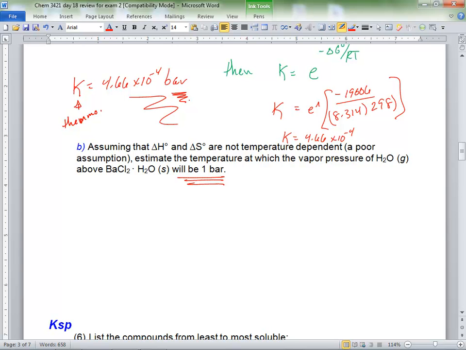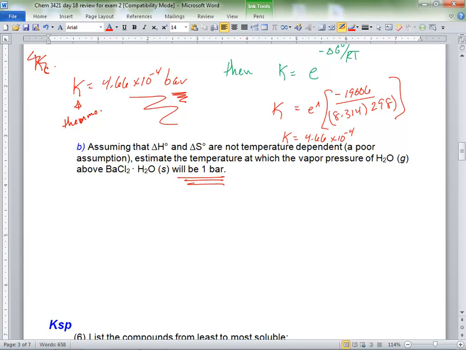We're used to using KC, and we were too lazy to write C all the time. Everything's in terms of concentration, but we never wrote the C. Technically, you're supposed to be writing that little C down there all the time to show that it's a different equilibrium constant. But we're kind of lazy. It's kind of like writing aq on ions.